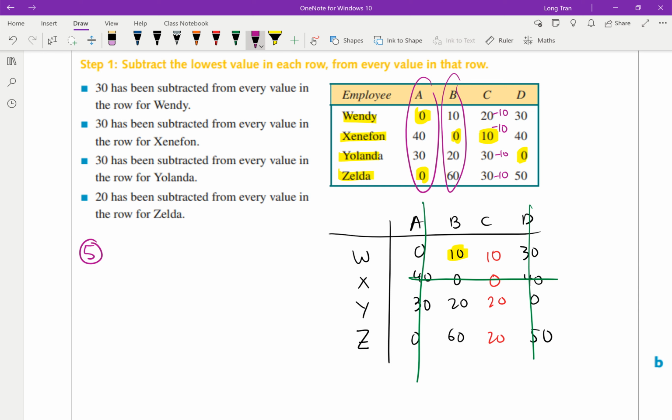Step 5, find the smallest number and subtract from everything. But here's a trick. If there is a double line, if a number has a double line, instead of subtracting, you add it.